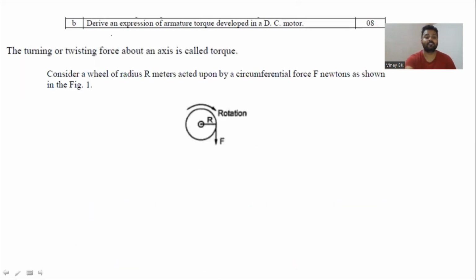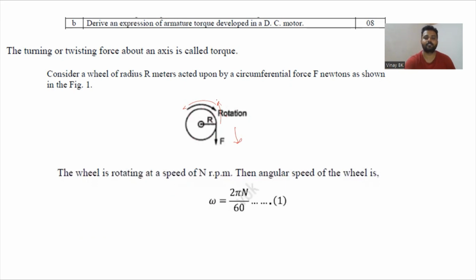So now let us consider a wheel of radius r meters that is acted upon by a circumferential force F newtons. If the wheel is rotating in a clockwise direction, the force will be acting downward. If the wheel is rotating in an anti-clockwise direction, the force will be acting in the upward direction. So you are considering a wheel of radius r meters acted upon by a circumferential force F newtons, as you see in the diagram. With the help of this, you define the angular speed omega as 2 pi N by 60, and you give this as equation number 1.